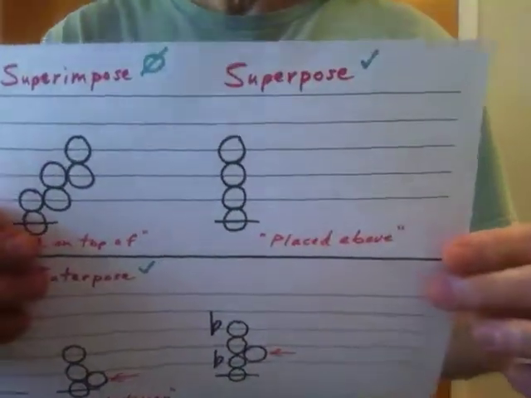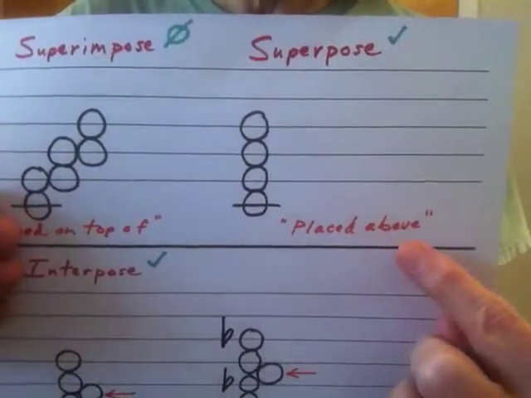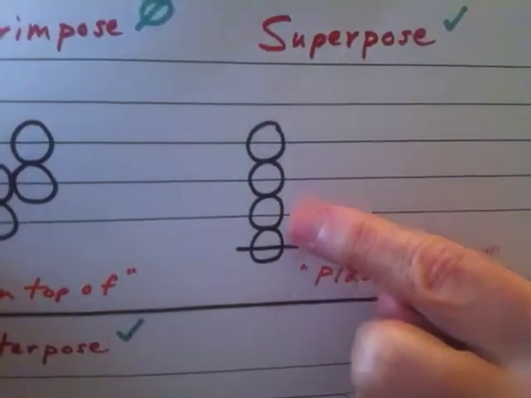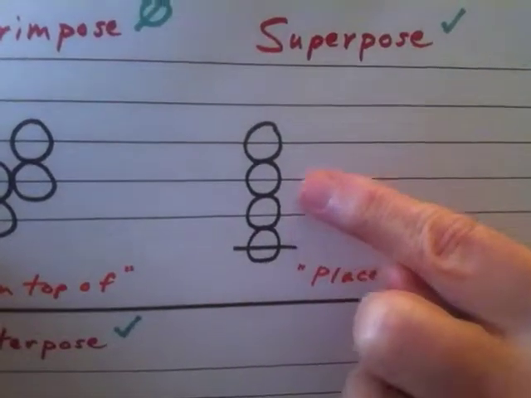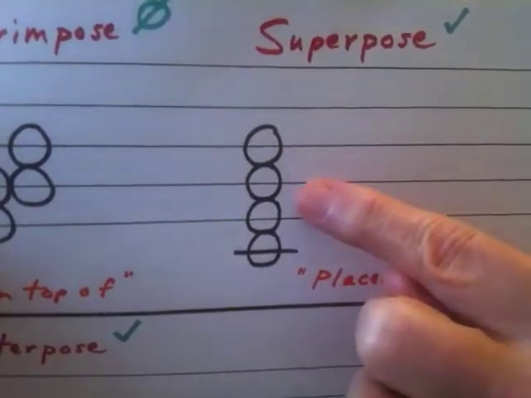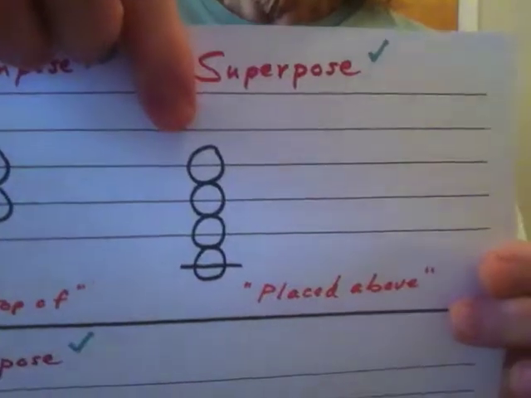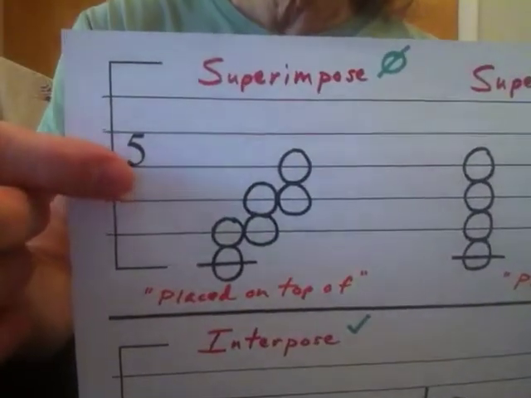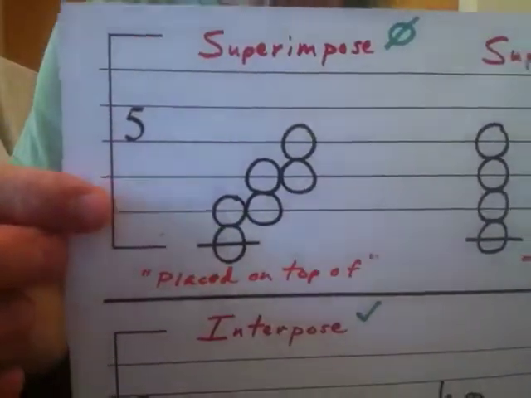But in my system, I teach that we superpose. We place above. We place a note above the root. It's the 3rd. We place a 5th above the 3rd. We place a 7th above the 5th, and so forth. So we superpose. We place above. We don't place on top of. We don't just pile them on and even mentally get duplicates in the mind.